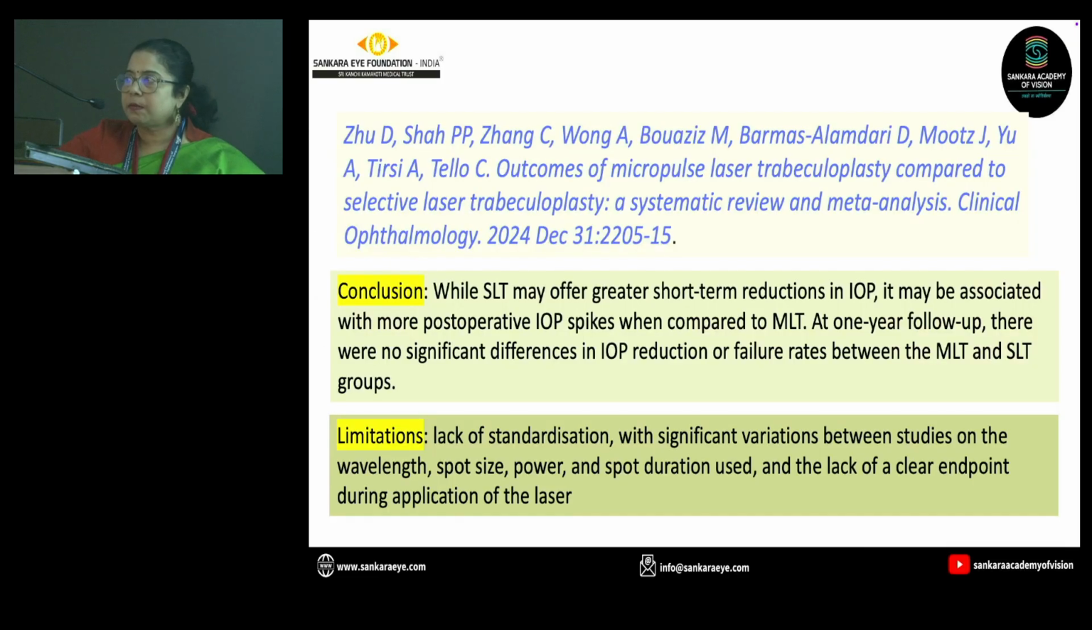So these are some of the studies. This is a systematic review and meta-analysis done about this. Definitely it offers greater short-term reductions comparable to SLT. Now, what are the limitations? When you see this meta-analysis, multiple researchers have used different kinds of spot size, different wavelength, different duration.